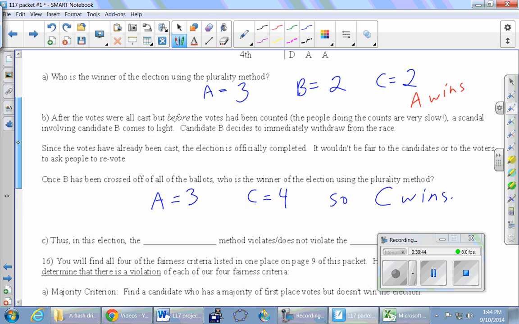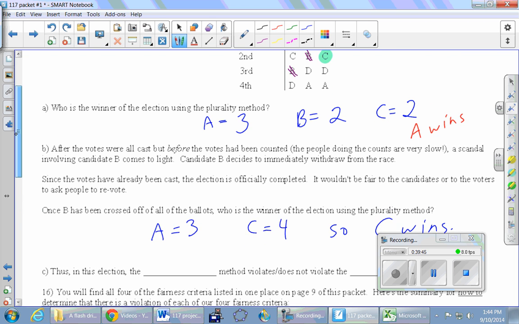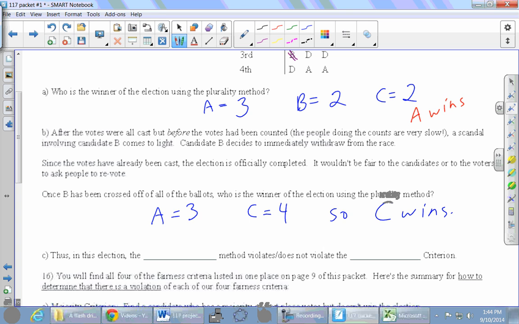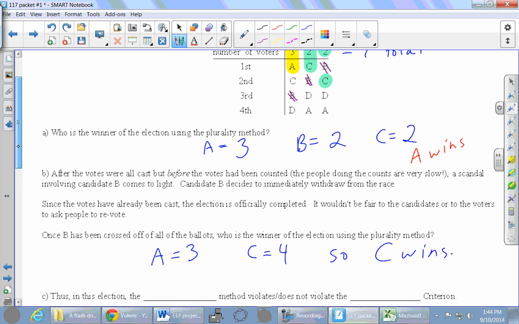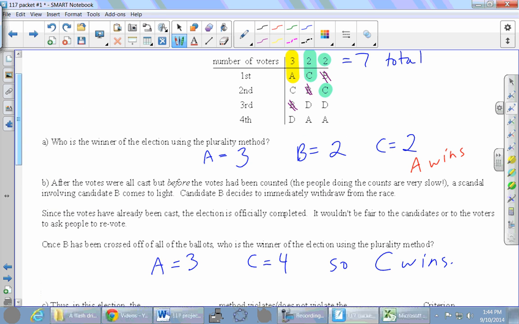Okay. Who won initially? A wins the election initially. Then one of the candidates who didn't win drops out. Now who wins the election? C. Who's crying foul? A.